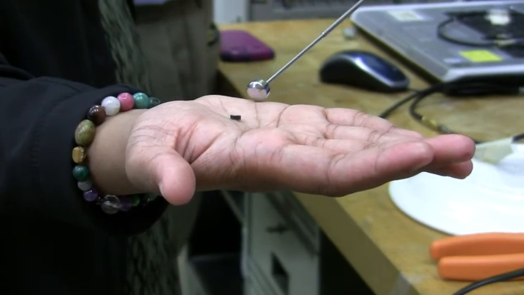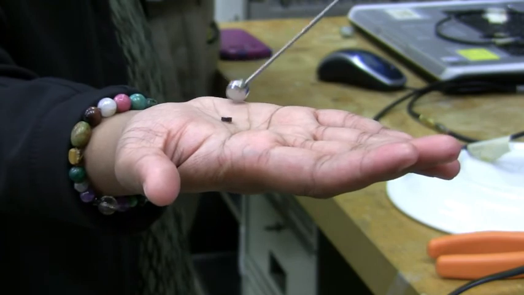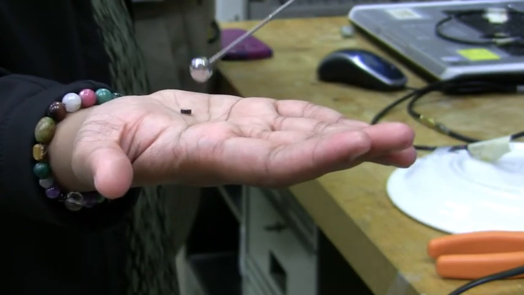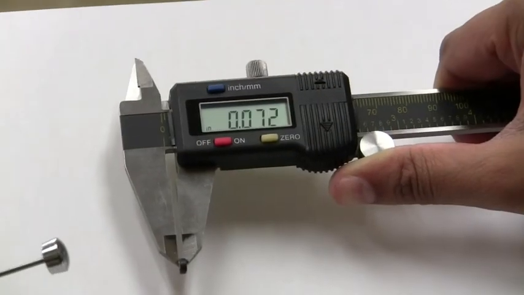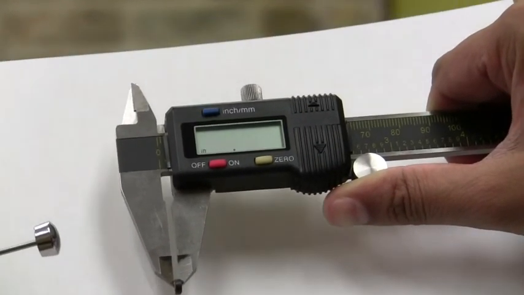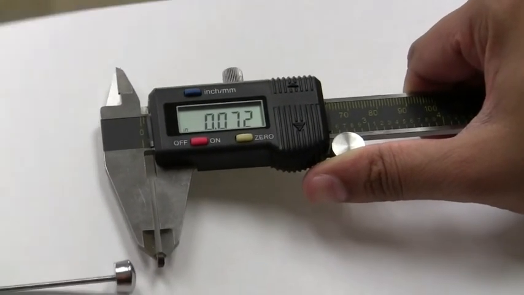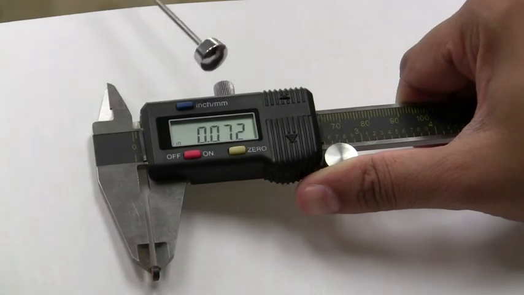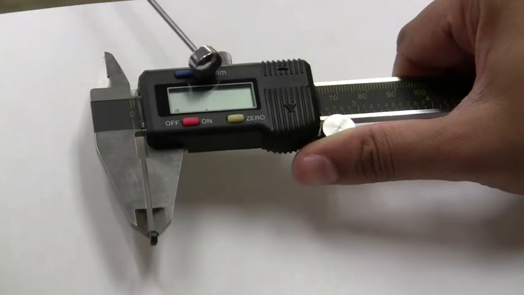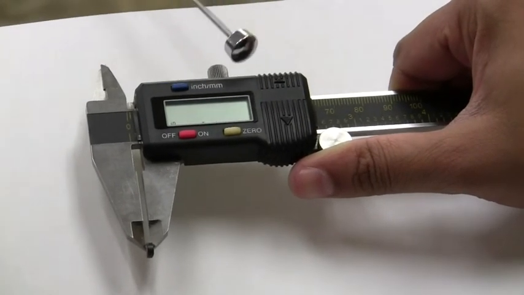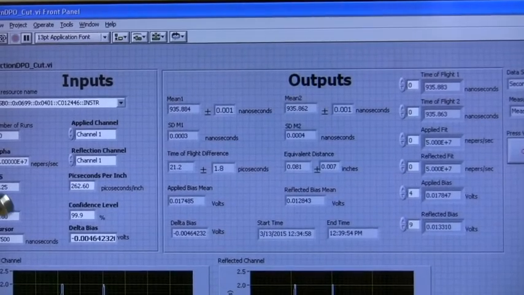This is the piece that we cut off, and we're going to, in a minute, measure the width of it with a pair of calipers. So this is the measurement of the length of the piece that we cut, and we're measuring the length of the center pin. And up here we see the measurement, 0.072 inches. So we've completed the measurement.